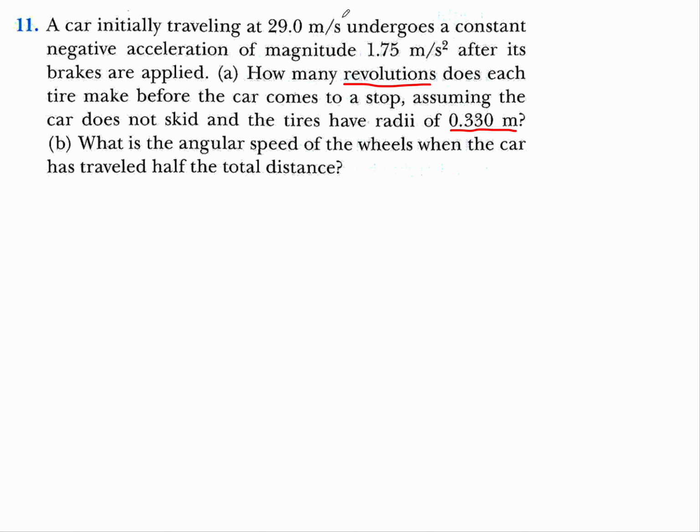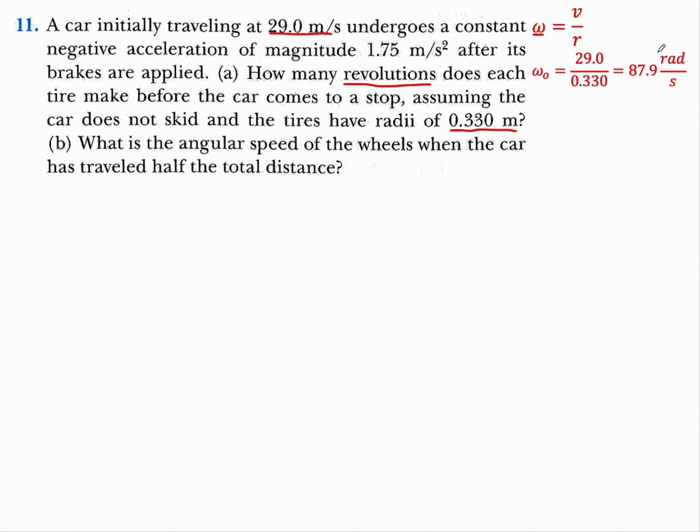The problem is our velocity and our acceleration are given in terms of meters, regular linear velocity and linear acceleration. So the first thing we're going to do on this problem is convert each one of these. We can convert regular velocity to angular velocity, omega, by dividing it by the radius, which we know. So in this case, that 29 meters per second, divided by the radius of the tire, tells us that the wheels are initially turning at 87.9 radians per second.